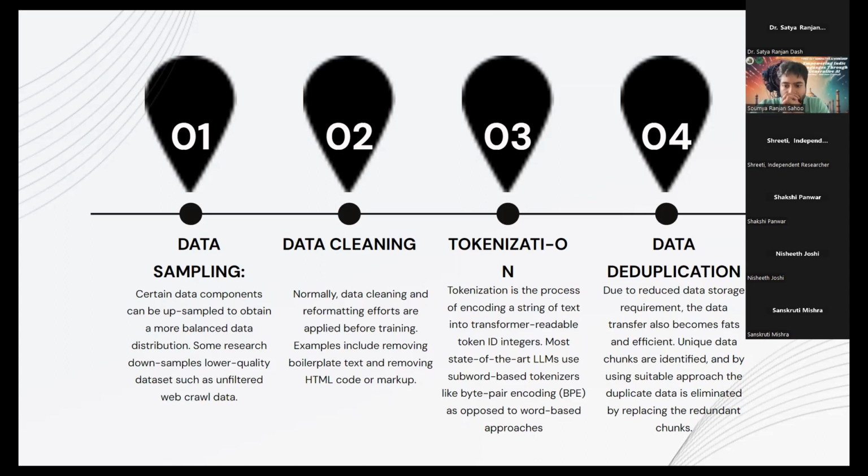So correct spellings and grammatical errors. After that, tokenization. Tokenization is the process of breaking down the text into smaller units like words, subwords, or characters, and there are techniques for this, such as BPE, byte pair encoding, and WordPiece for subword segmentation. After that, data deduplication: identifying and removing duplicate data entities.